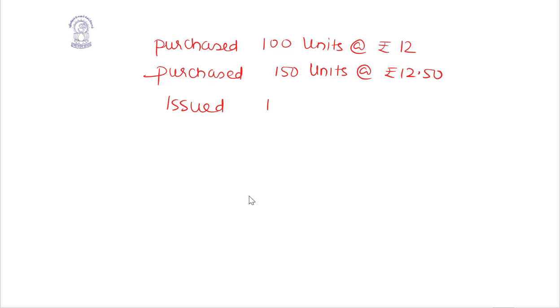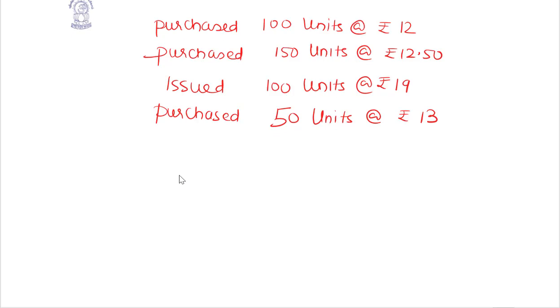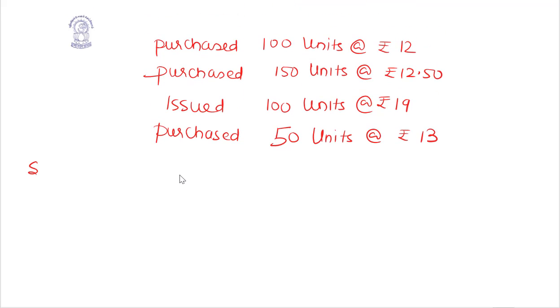Issued 100 units issued at 19 rupees. Purchased 50 units at 13 rupees. Purchased 50 units at 30 rupees. Let's try to do this by FIFO first. Solution by FIFO.